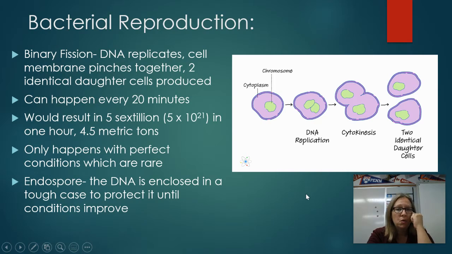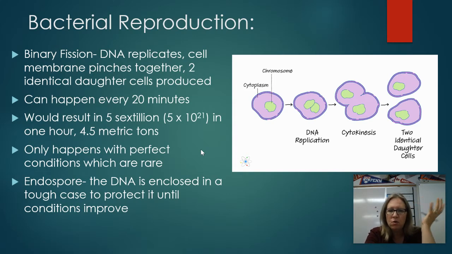Now, this can happen very quickly. This can happen every 20 minutes if conditions are perfect, which is kind of rare. If a single bacteria is able to double every 20 minutes, after a single day, I put 1 hour, I meant 1 day, sheesh, you would have 5 sextillion bacteria. That's a 5 with 21 zeros after it. That blob of bacteria would weigh 4.5 tons. But obviously that doesn't happen. Our whole world would have been taken over by bacteria by now. This only happens when conditions are just ideal for them.